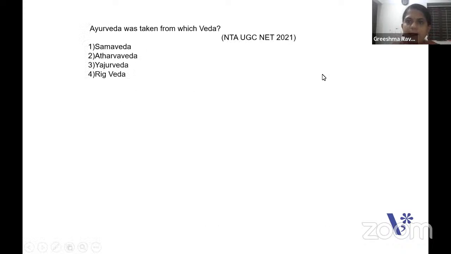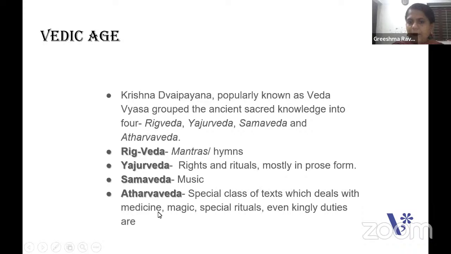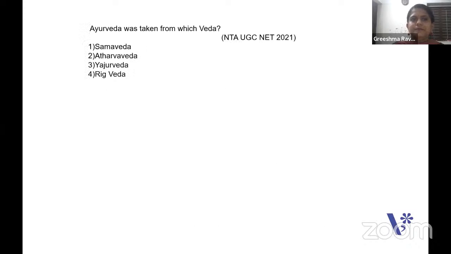So Ayurveda was taken from which Veda? Samaveda, Atharva Veda, Yajurveda, Rig Veda. Any answer from the YouTube babies? Okay, let me check. Okay, multiple answers. Ayurveda, how to connect? A special class of text which deals with medicine, magic, special rituals. Medicine, magic, special rituals. So what is the answer? Atharva Veda. Option 2, Atharva Veda, is the answer.